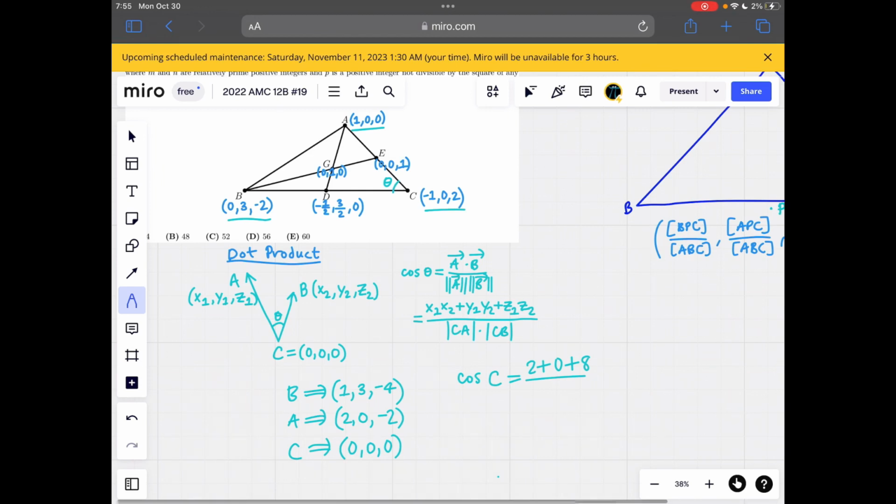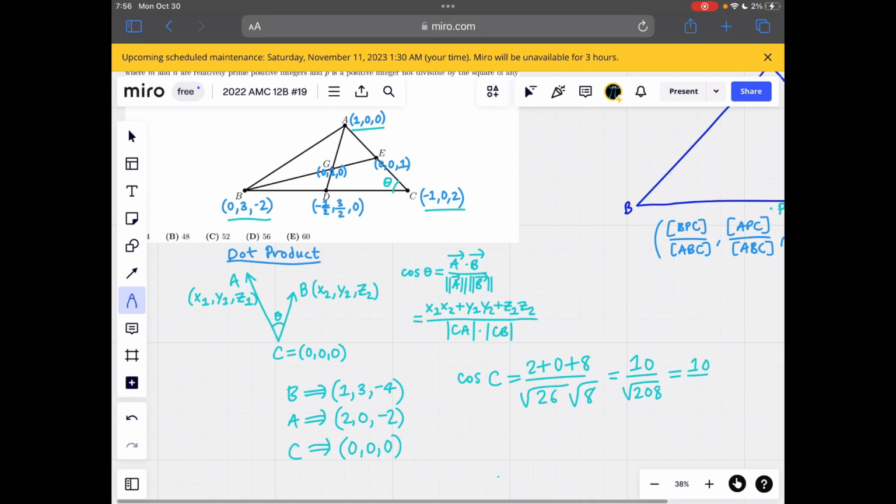Over the product of the lengths of CA and CB. Well, that's just the square root of 1 squared plus 3 squared plus negative 4 squared, which is just the square root of 1 plus 9 plus 16, which is the square root of 25 plus 1. So that's the square root of 26. And the length of CA is equal to the square root of 2 squared plus negative 2 squared. And that's equal to the square root of 4 plus 4, which is equal to the square root of 8. So this is equal to 10 over the square root of 208. And that's cosine C, which is what we want to find.